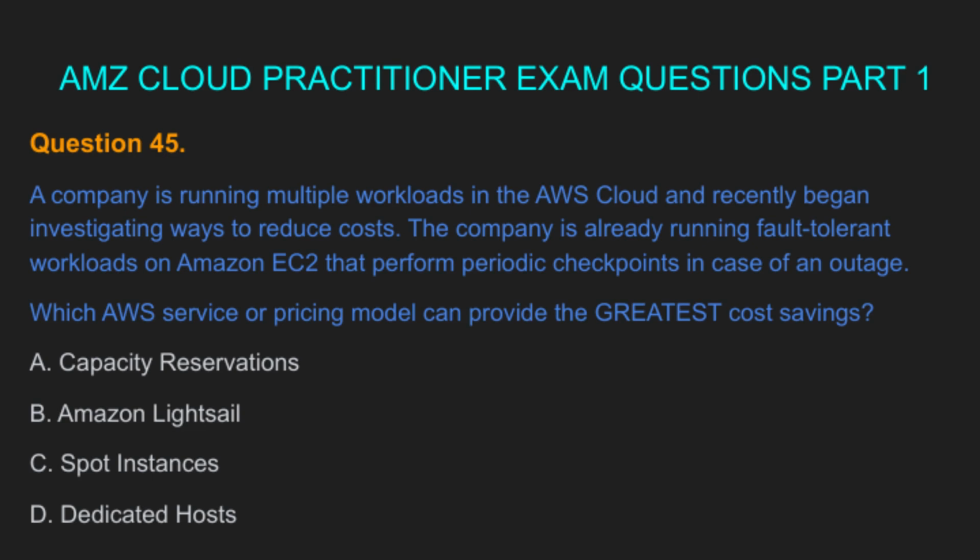A. Capacity reservations. B. Amazon Lightsail. C. Spot Instances. D. Dedicated Hosts. The answer is C. Spot Instances is an AWS pricing model that enables customers to bid on spare Amazon EC2 capacity and potentially save up to 90% on the cost of running their workloads.